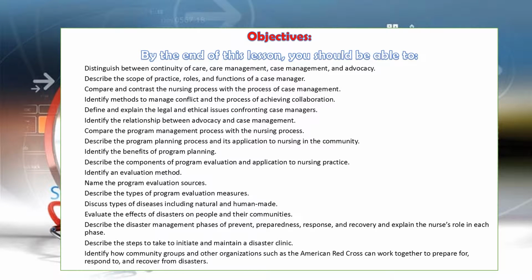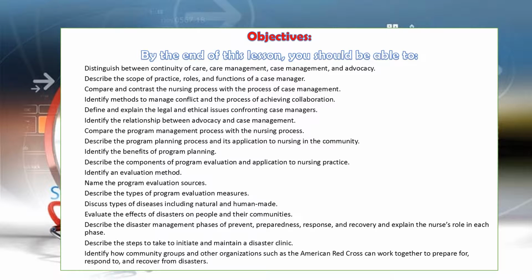By the end of this lesson, you should be able to distinguish continuity of care, care management, case management, and advocacy. You should be able to describe the scope of practice and roles for functions of an RN functioning as a case manager. You should understand the nursing process with case management. You should identify how to manage conflicts. You really need to be familiar with the different case management roles that are listed here. You should be able to understand program planning and the planning process for those.